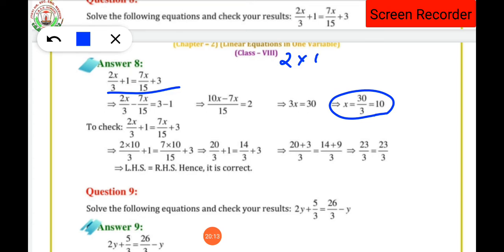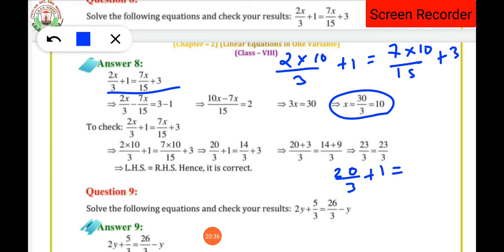So 2 into 10 upon 3 plus 1 is equals to 7 into 10 upon 15 plus 3. This is the equation we are having. Now 2 into 10 will be how much? 20. Here it will be 20 upon 3 and 3 will get cross multiplied. So 20 upon 3 plus 1 is equals to 70 upon 15 plus 3. Clear? Now solve it. 20 plus 3 upon 3 is equals to 70 plus 3 into 15.